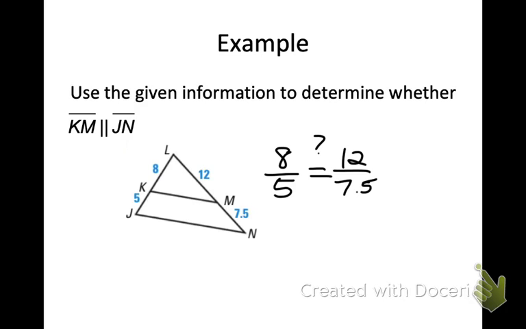I don't know. I have a calculator who can tell me. 8 divided by 5 is 1.6. 12 divided by 7.5 is 1.6. So are they proportional? Yes. So is it parallel? Yes. It's parallel.